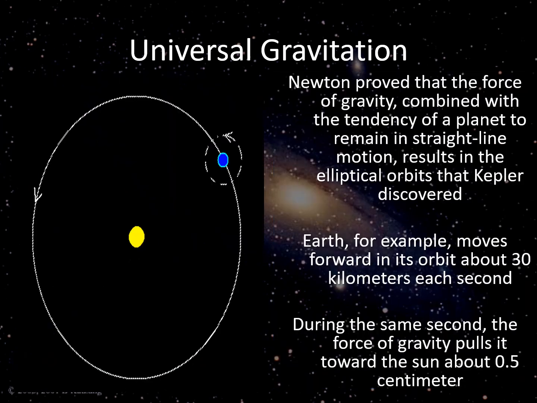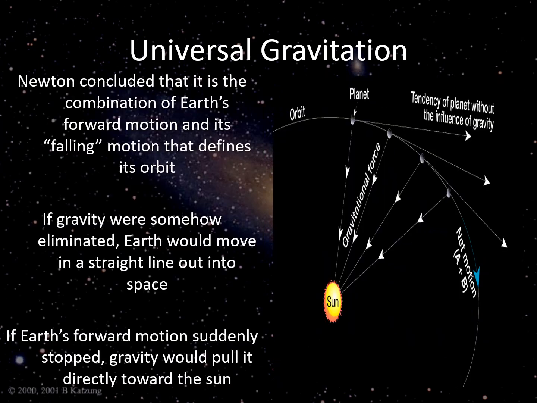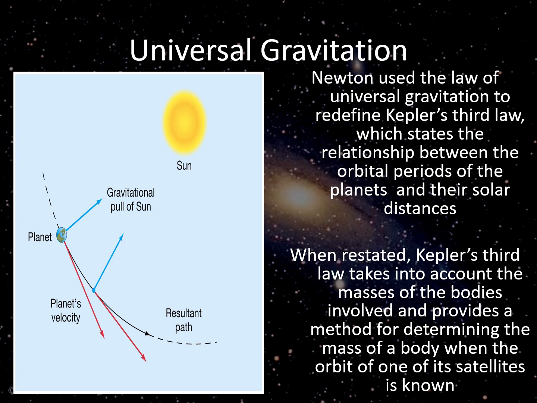Newton proved that the force of gravity, combined with the tendency of a planet to remain in straight line motion, results in the elliptical orbits that Kepler had discovered. He concluded that it is the combination of Earth's forward motion and its falling motion that defines its orbit. Newton used the law of universal gravitation to redefine Kepler's third law, which states the relationship between the orbital periods of the planets and their solar distances cubed. When restated, Kepler's third law takes into account the masses of the bodies involved and provides a method for determining the mass of a body when the orbit of one of its satellites is known.